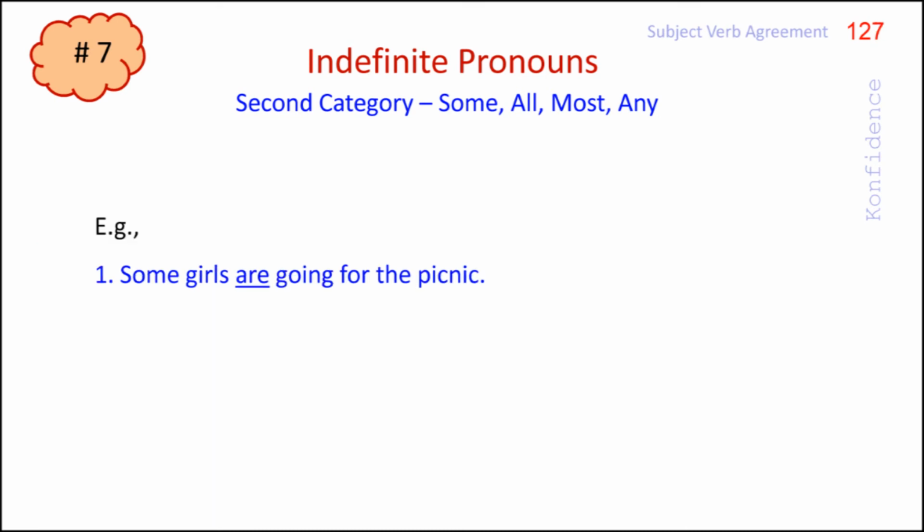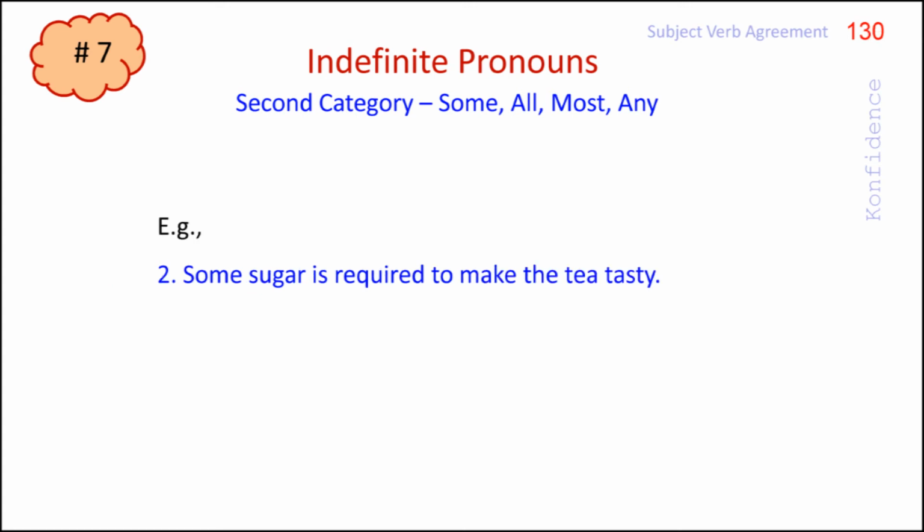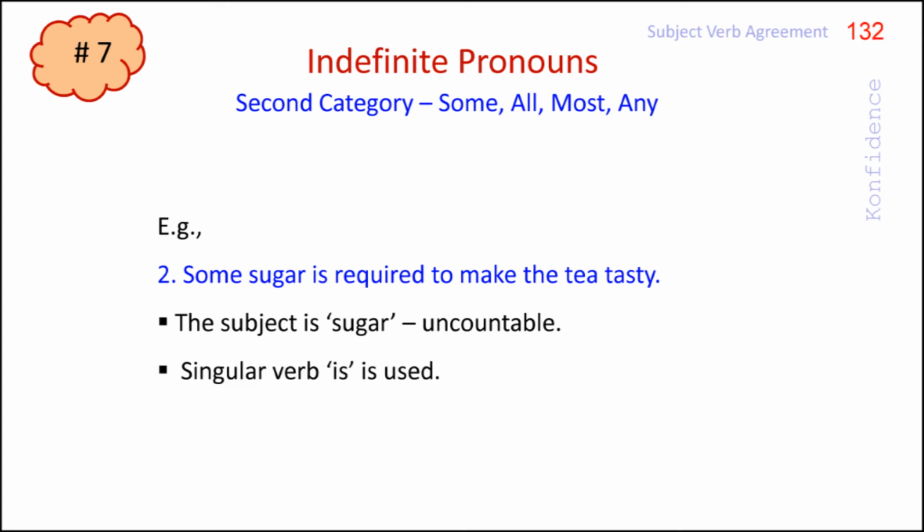In the first example, some girls are going for the picnic. The subject is girls, which is countable and indicates number. So the plural verb are is used. In the second example, some sugar is required to make the tea tasty. The subject is sugar, which is uncountable and shows quantity. Therefore, the singular verb is used.